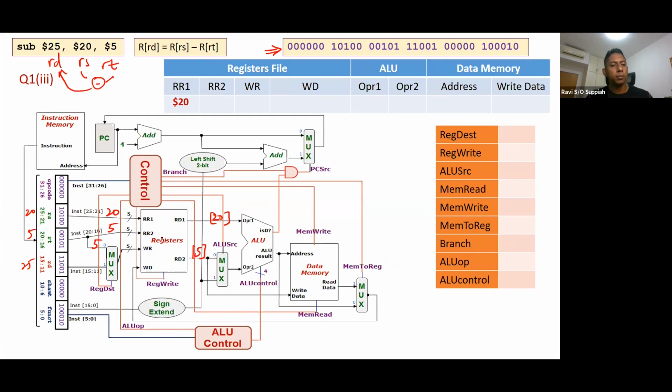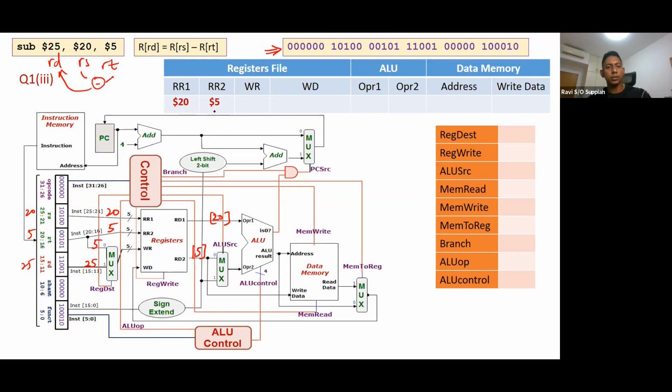All right, and similarly for this first multiplexer, we can also say that since the second input is connected to the instruction bits 15 to 11, which corresponds to the value 25, so 25 also comes here. Because all of this we know will definitely happen. All right, so what is next? Okay, so we have RR1 20, RR2 5.